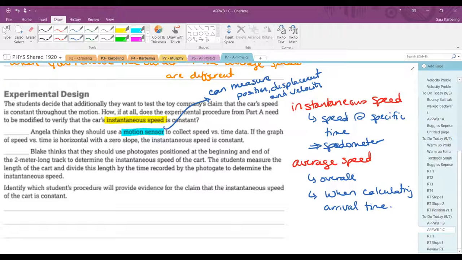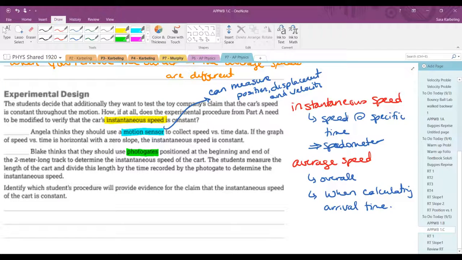Blake thinks that they should use a photogate. Does anybody know what a photogate is? Have you ever seen or heard of photogates? Can I give an estimate? Go quick, yeah. Is it just an estimate, like a photo's taken and then it's all together? Kind of. So photogates are actually physical things, but it's kind of the same thing. It's kind of like a go and a stop. We're going to use them again. A photogate, you go through it and it starts the timer, and then you go through it and it stops the timer.